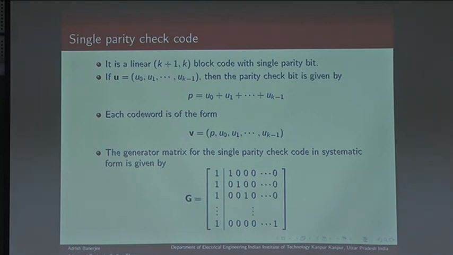Does this generator matrix look familiar? What is the parity check matrix of a repetition code?